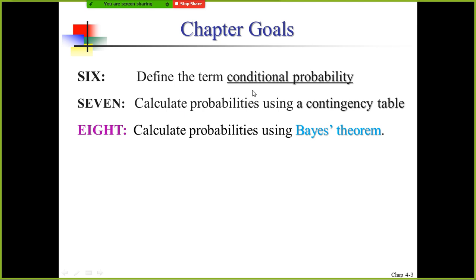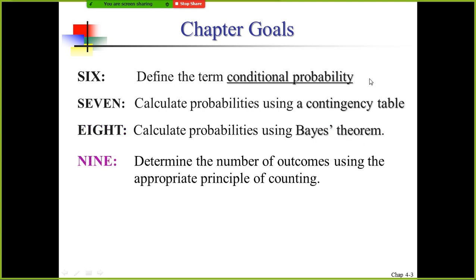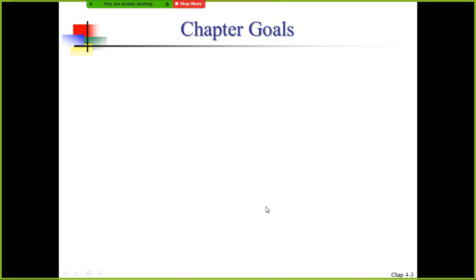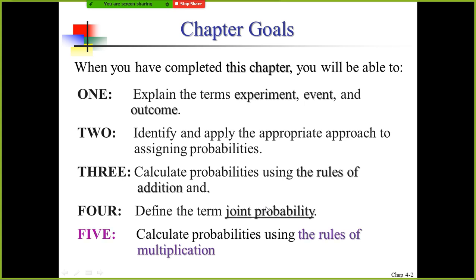Eight, you will be able to calculate probabilities by using Bayes' theorem. Nine, you will be able to determine the number of outcomes by using the appropriate principle of counting. So, the appropriate or suitable principle of counting. Okay, so there are 9 points for this chapter.